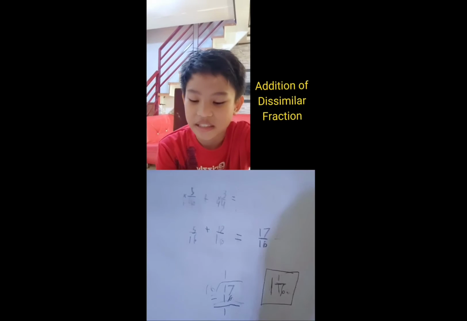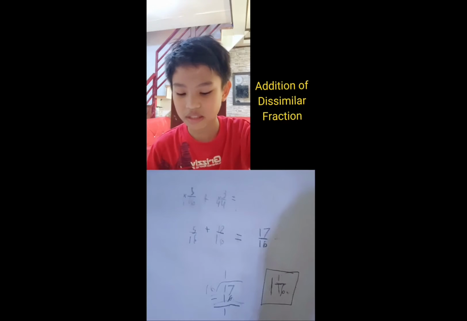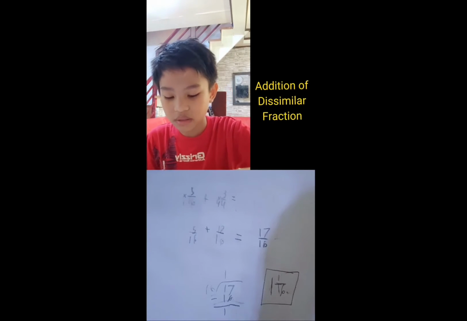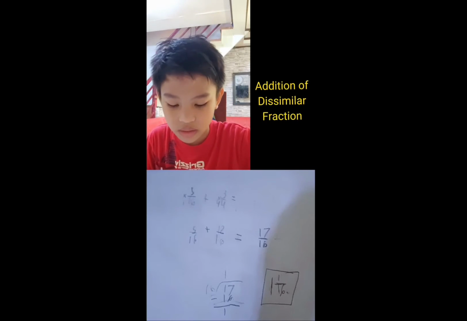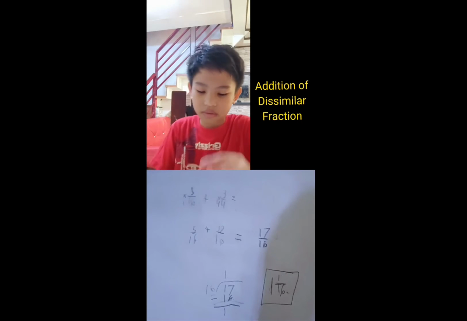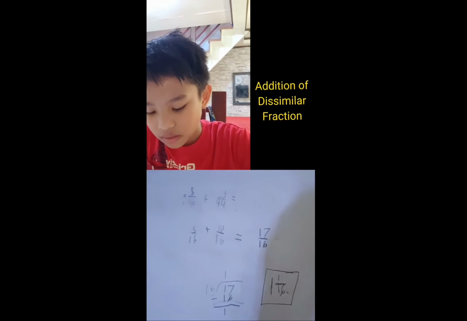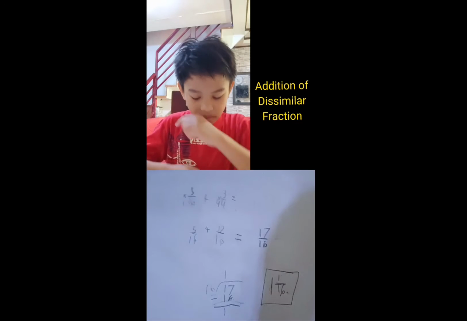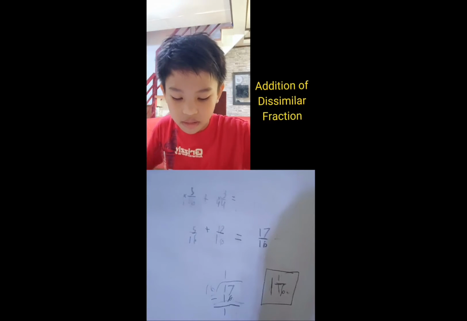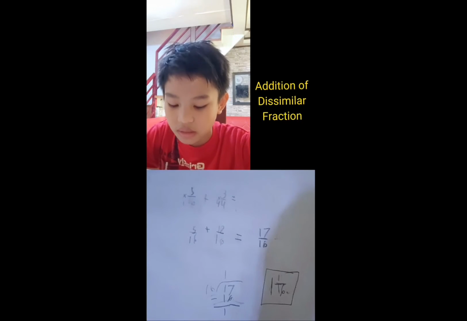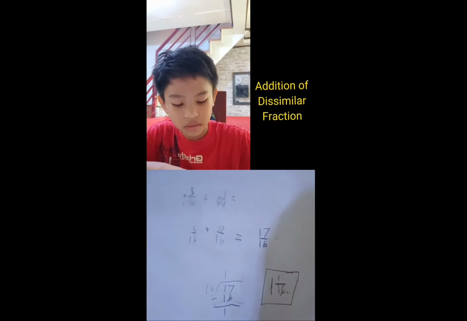This is the answer. The given numbers are 5/16 plus 3/4. So you must find out the LCM. So I did this: 4, 8, 12, 16. I put the LCM here. Then 16 divided by 4 is 4, so I put 4 here. 4 times 3. Then 16 divided by 16 is 1, 1 times 5 is 5. So they can now be added. 5 plus 12 equals 17. Then 16, copy 16 equals 16. And the lowest term is 1 and 1 over 16.